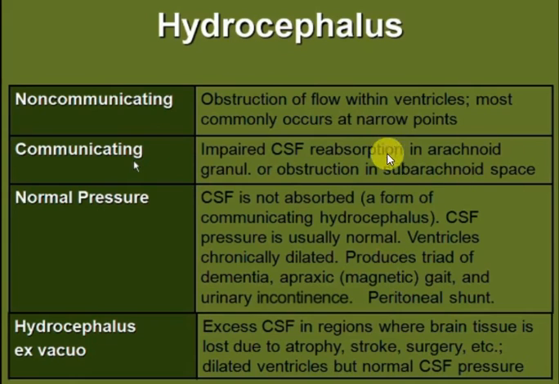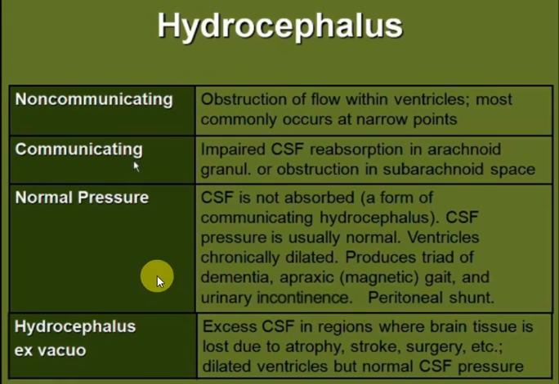Or it could be, on rare occasions, a choroid plexus tumor, in which there is overproduction of cerebrospinal fluid. This is also known as a choroid plexus papilloma, which produces excess CSF. So this can cause communicating hydrocephalus.